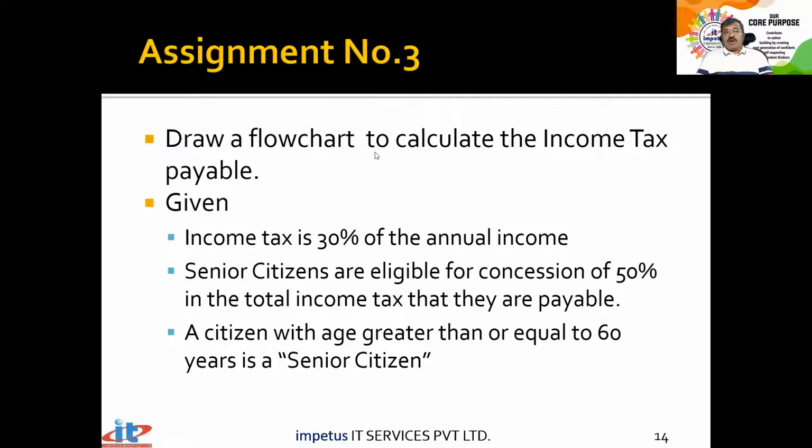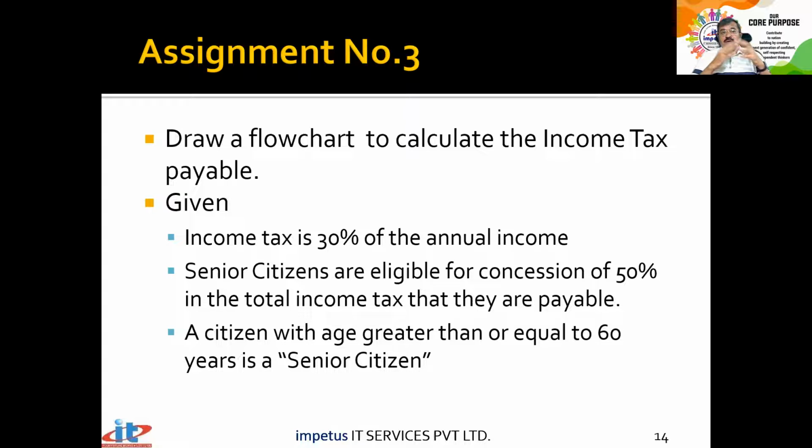It says, draw a flowchart to calculate income tax waiver. Now, what is the basis to calculate the income tax waiver? We say income tax is 30% of the annual income. So whatever the person's annual income is, they have to pay 30% of it. But senior citizens are eligible for a concession of 50% in the total income tax that is payable. So you need to understand the question very carefully. It's about income tax calculation. That's the problem actually.